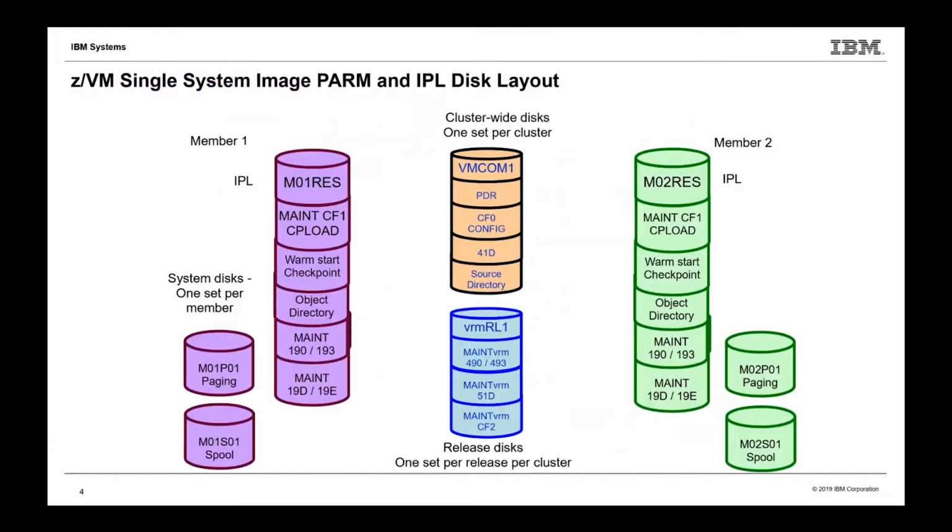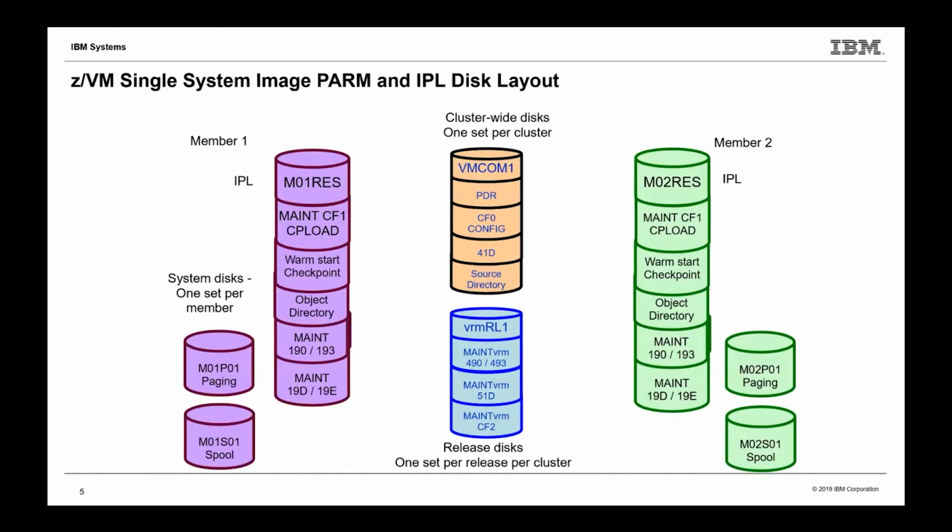And if we get into a little bit more detail, I won't go through all the points here, but this is a chart that illustrates where those volumes typically are if you were to install a z/VM system out of the box. I showed just 2 members here out of the 4, and you'll see some unique volumes there, but then also some common ones.